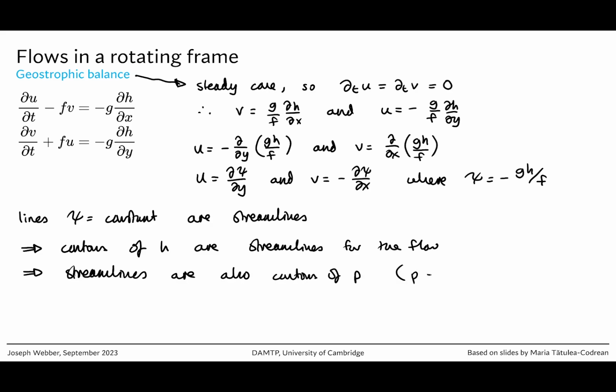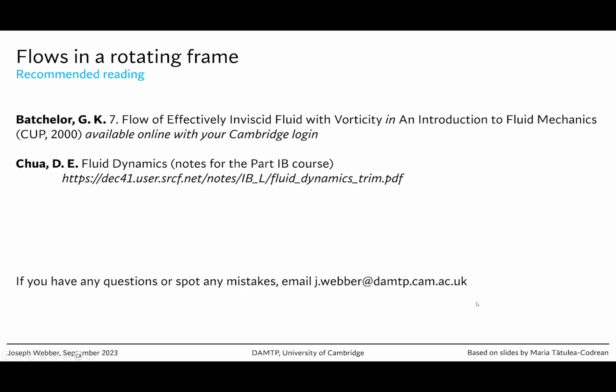Since P is P0 + ρg(h - z), contours of h are the same as contours of P, at a given height. So yeah, we've now seen the rotating frames equations, the shallow water equations that result, and then considered geostrophic balance when flows are steady.